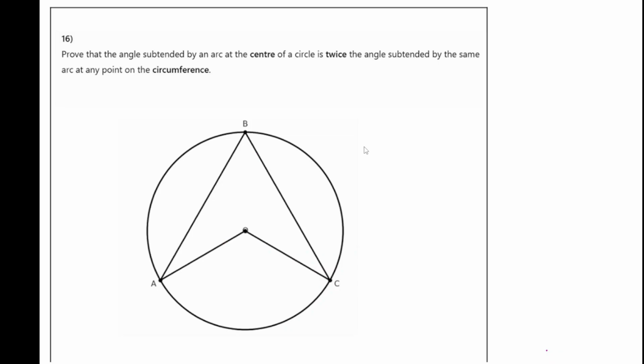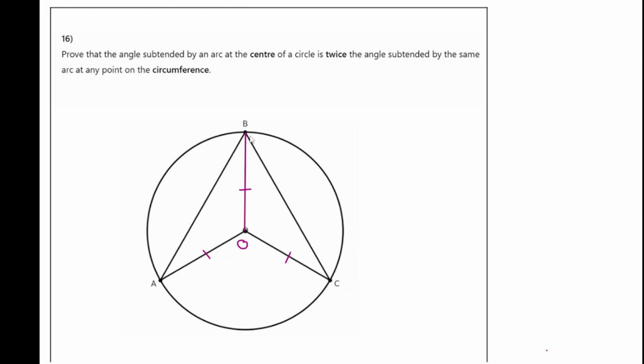Now, the first step here is connecting the center O to point B. Now, we know OB, OC, and OA are all equal. Why? Because they are the radii of the same circle. Now, that makes ABO an isosceles triangle. Similarly, BOC is also an isosceles triangle.